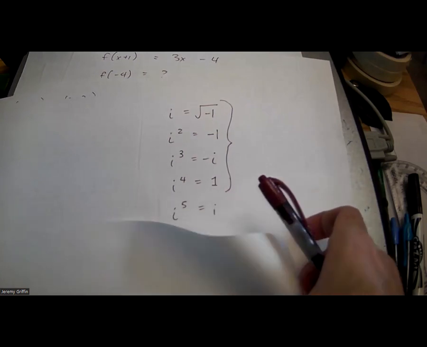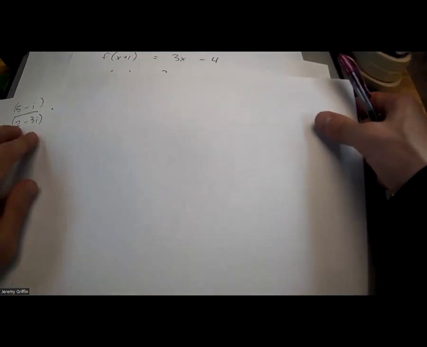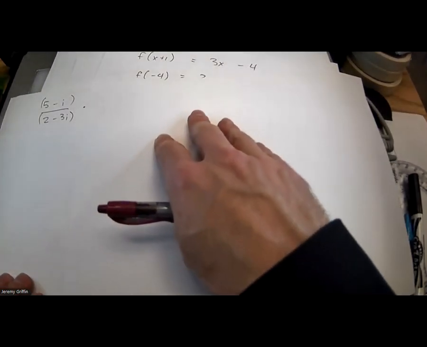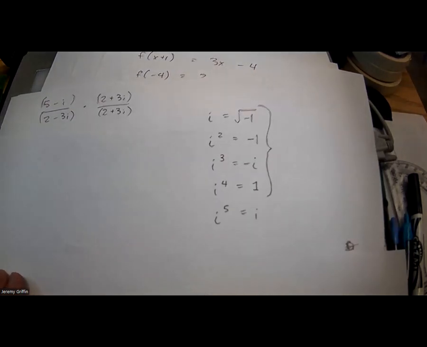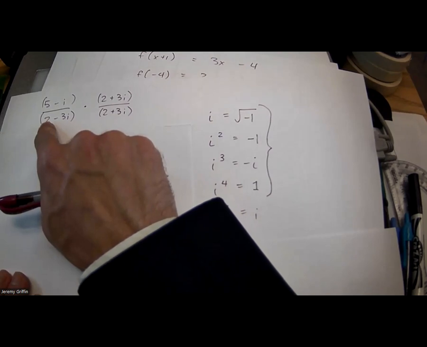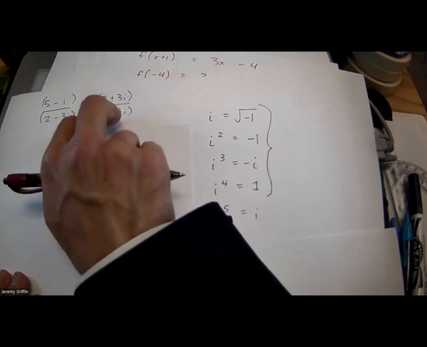Now that you guys remember that, let's see what they gave you here. They said somehow put it in the form a plus bi. A plus bi could be a complex number, complex meaning it might have a real portion and an imaginary portion. Well, they gave you this crazy looking fraction. How's that going to look like that? Here's where a conjugate pair comes in. You guys remember this conjugate pair, right? The conjugate pair of 2 minus 3i would be 2 plus 3i.